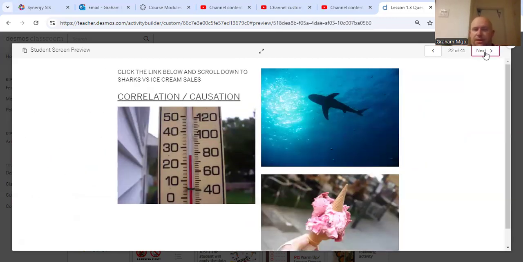I also wanted to talk about correlation and causation, so that sometimes you see a pattern, but there's actually not a relationship. The best example I could find for this was temperature and shark attacks. As the temperature goes up, shark attacks go up. As the temperature drops, so do the shark attacks. And the question I ask students is why that happens.